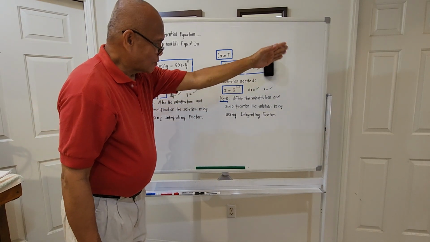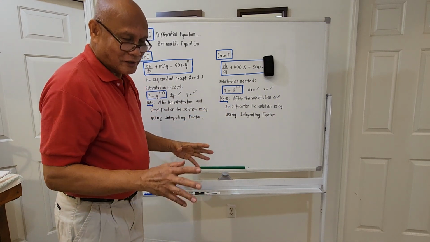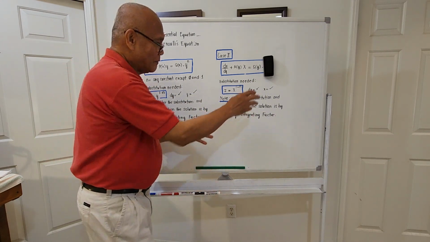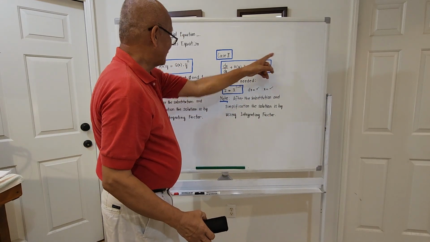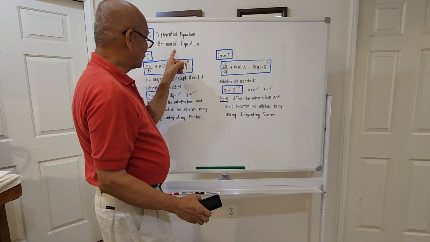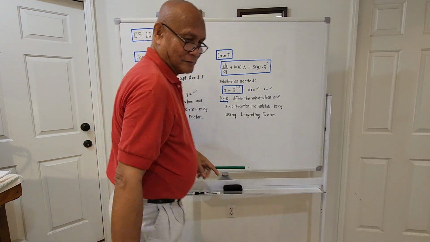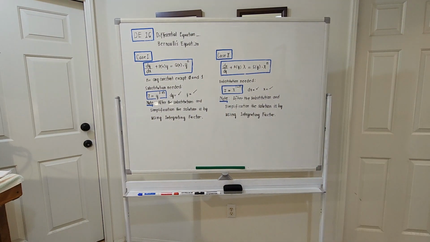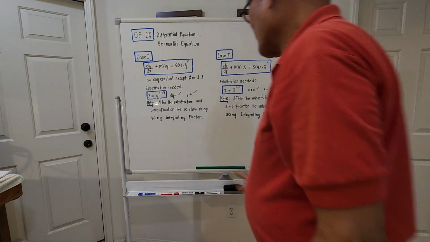If the x to the n is missing, it will be solvable by using the integrating factor immediately. But if there is a term x to the n, it falls under case number 2 for Bernoulli's equation. Okay, let's try to bring out the solution.